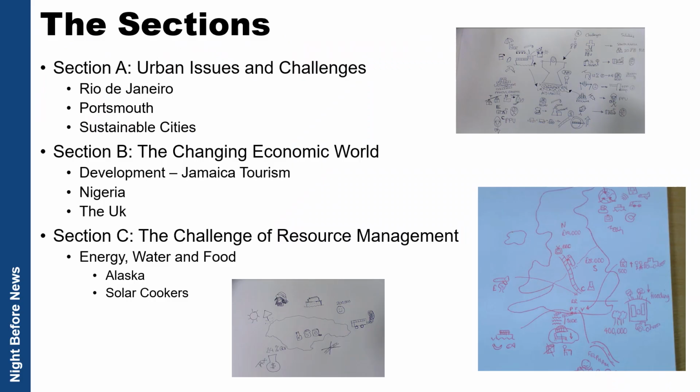Paper 2 is split into 3 sections, similar to Paper 1. Section A is urban issues and challenges, where you're looking at the problems within cities and how they've been overcome, and also what some of the opportunities within those cities are. So we look at Rio de Janeiro, which you can see on the page, and we also look at Portsmouth. So what has the government done to try and overcome the problems within Portsmouth?